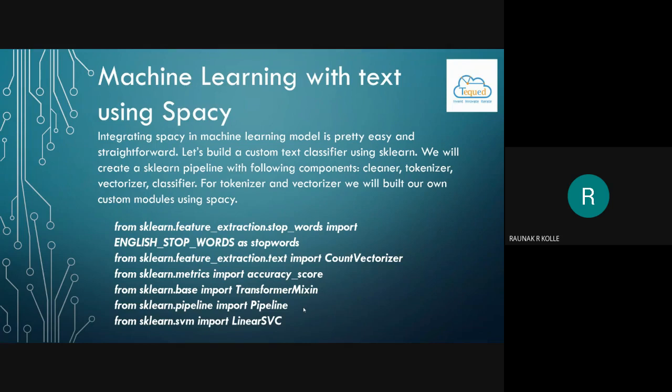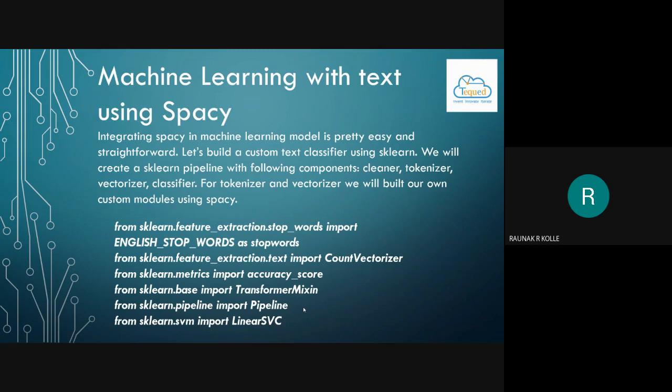Machine learning with text using spaCy. Integrating spaCy in a machine learning model is pretty easy and straightforward. Let us build a custom text classifier using sklearn. We will create a sklearn pipeline with the following components: cleaner, tokenizer, vectorizer, and classifier.